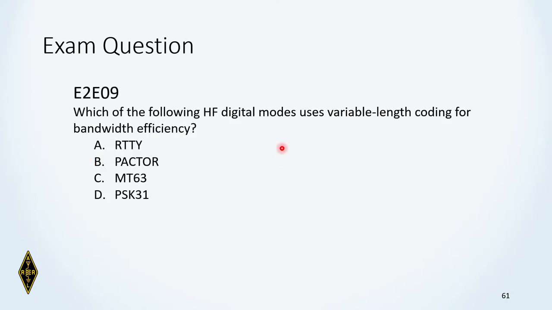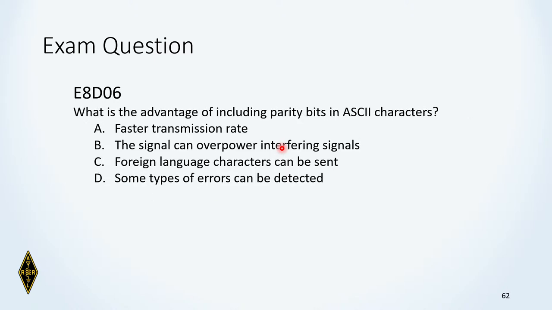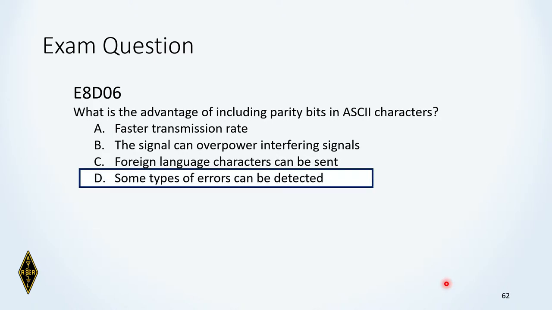Which of the following HF digital modes uses variable length coding for bandwidth efficiency? Delta. That is Delta, PSK31. What is the advantage of including parity bits in ASCII characters? Delta. Some types of errors can be detected, wrong number of bits. That might mean that you've got two of them that are bad, but at least some kinds of errors can be detected.